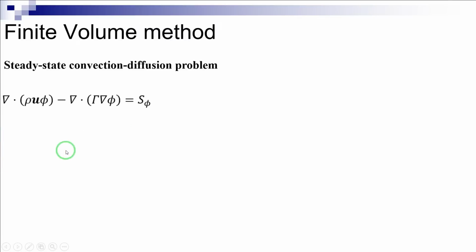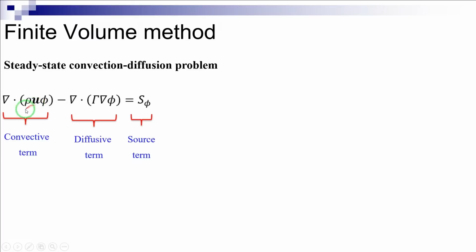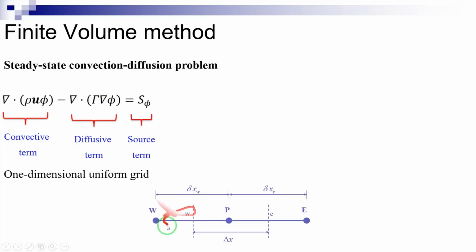Steady-state convection-diffusion problem. The steady-state transport equation of a variable phi is written as follows. The first term is the convective term and the second term is the diffusive term. So, as we are considering the one-dimensional case, we will use this one-dimensional uniform grid over which the steady-state transport equation for the variable phi is integrated.